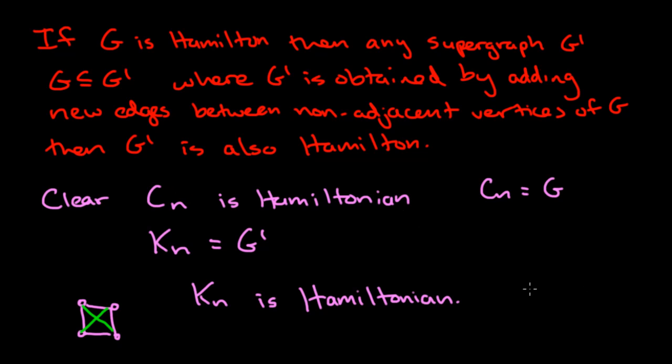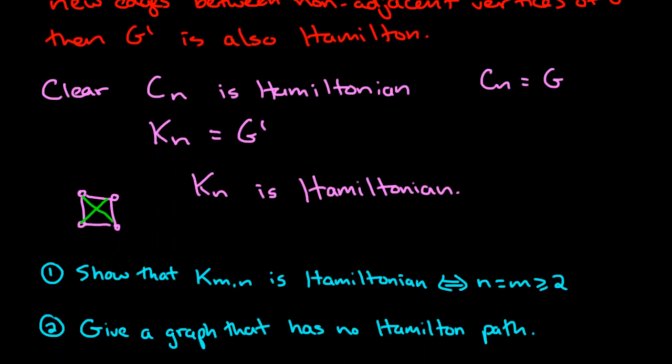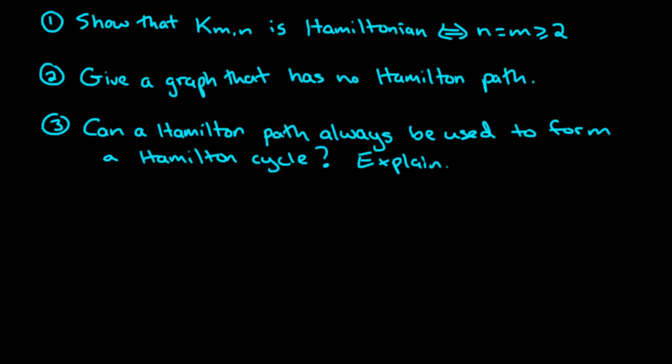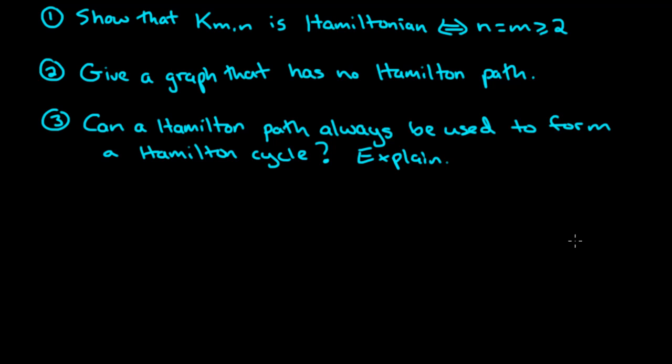Now, unlike Eulerian graphs, there's no nice theorem. With Eulerian graphs, we said that a graph was Eulerian if and only if all the vertices have even degree. But there's no nice characterization that works for Hamiltonian graphs, and there's no nice algorithm either. But there are a few little examples that I think are fun to work through, and I think it's a good idea for you to try them on your own, and then in a different video, I'll post the solutions. So let me scroll down. I've written these out already. These are 3 problems that I think are very nice to try.